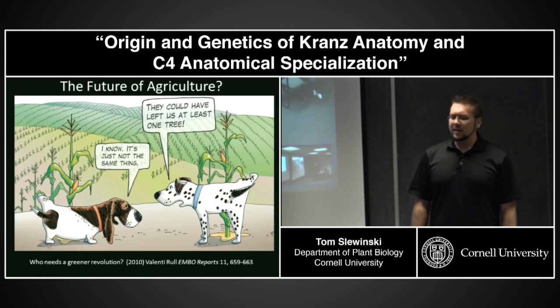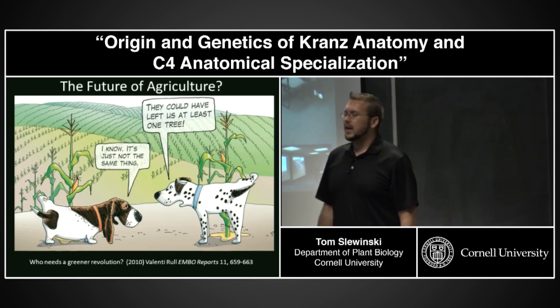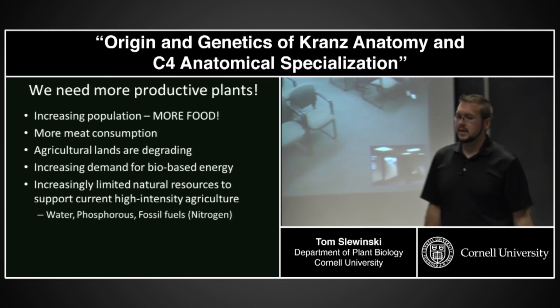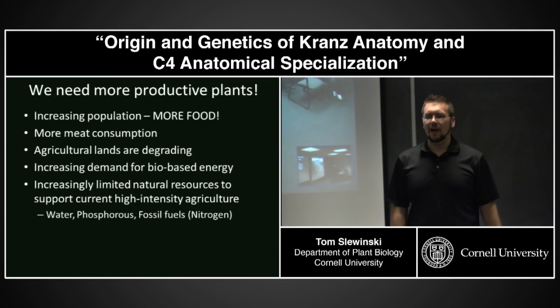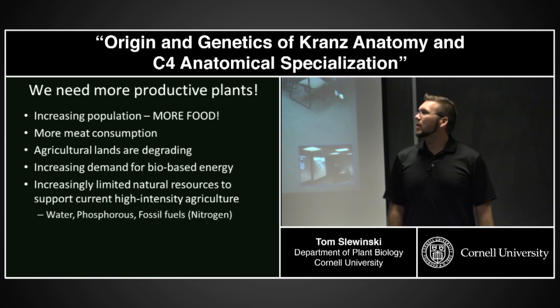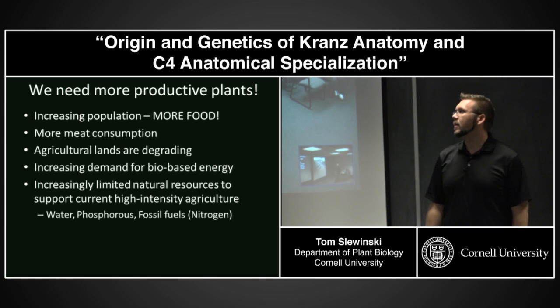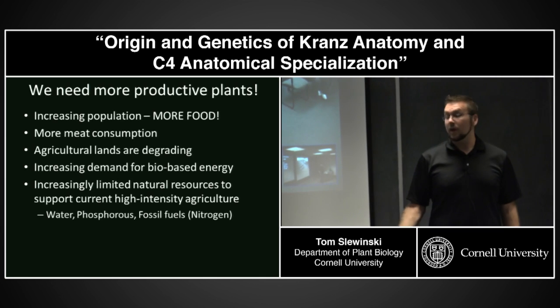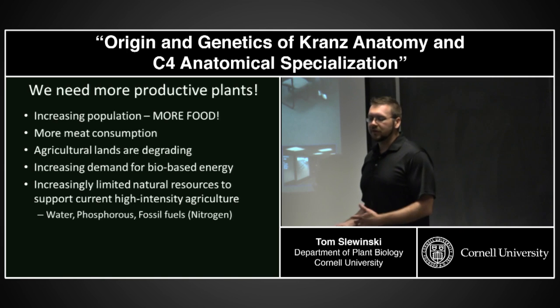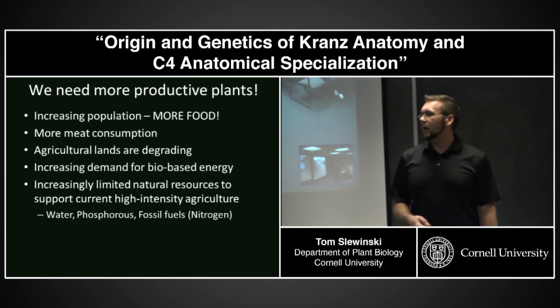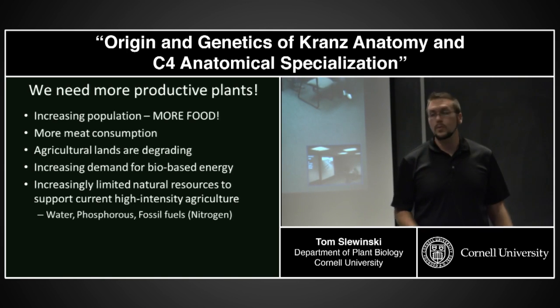So humanity is going to face some really hard problems in the near future. We're going to have another billion people before 2025, and almost 9.5 billion by 2050. So we need more food. This increasing population is increasing demand. More meat consumption means more grain. Our agricultural lands that we do have in production are becoming degraded. We can't bring much more into production. There's nowhere to go with our lands.